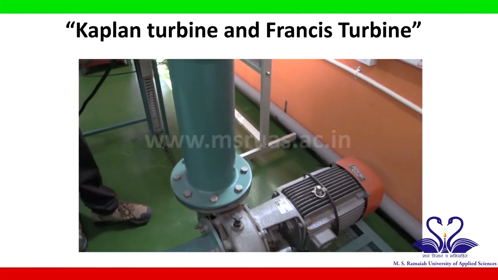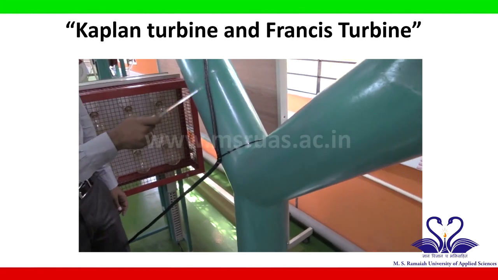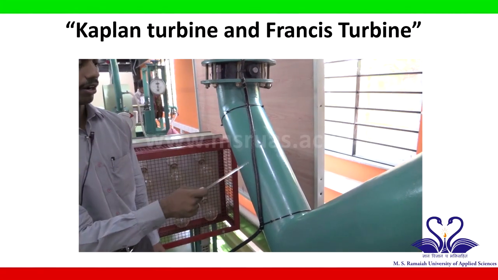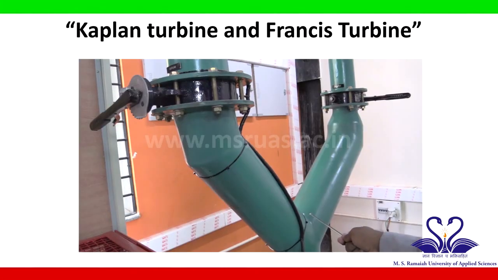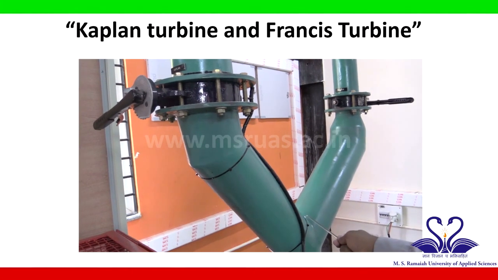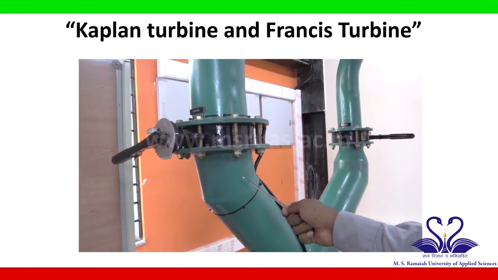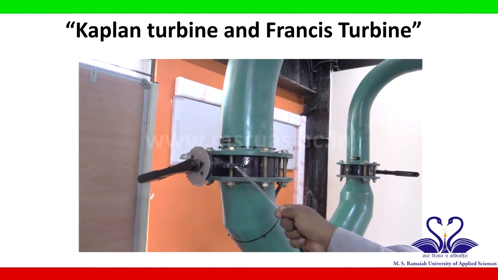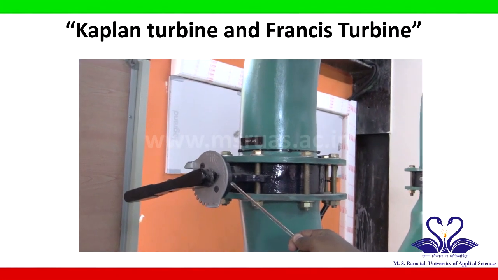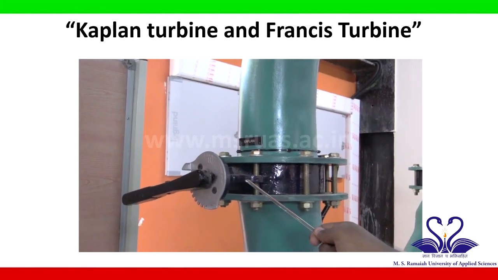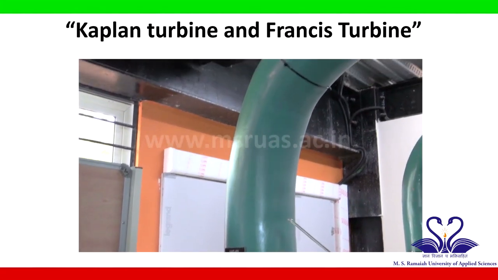Here we have a deviation. Either we can divert it to the Kaplan turbine side or we can divert it to the Francis turbine side. Now we shall divert the water from the centrifugal pump towards the Kaplan turbine side by opening the Kaplan turbine butterfly valve. Once this is opened, we will know that the water is flowing in this side of the pipeline.